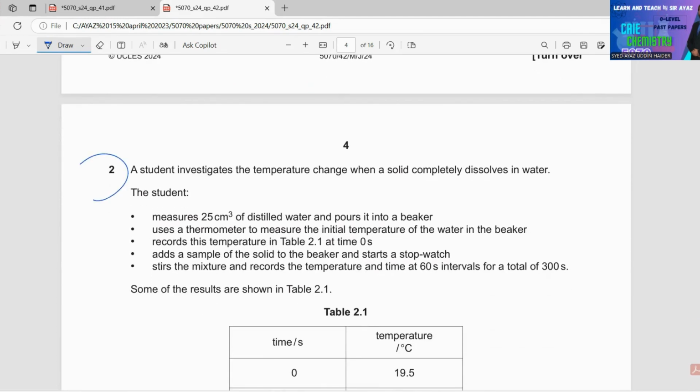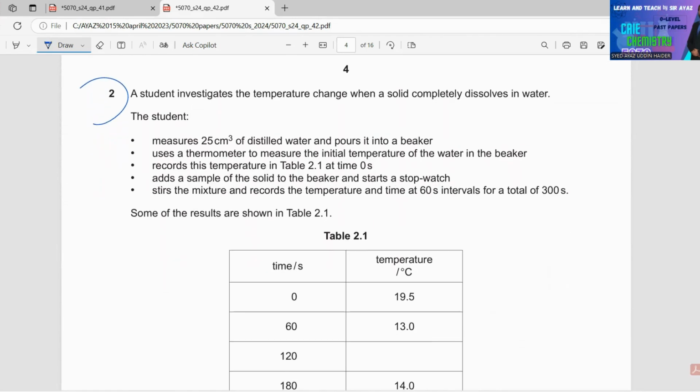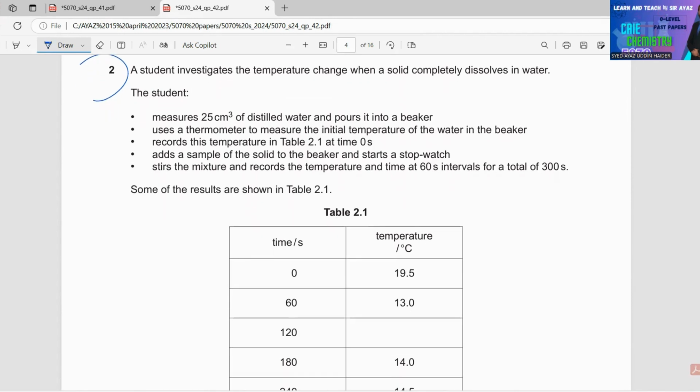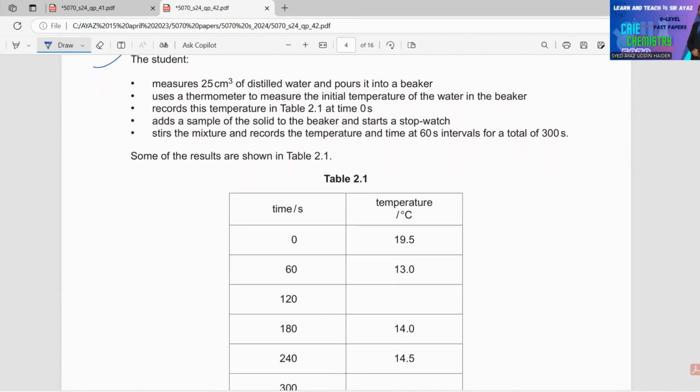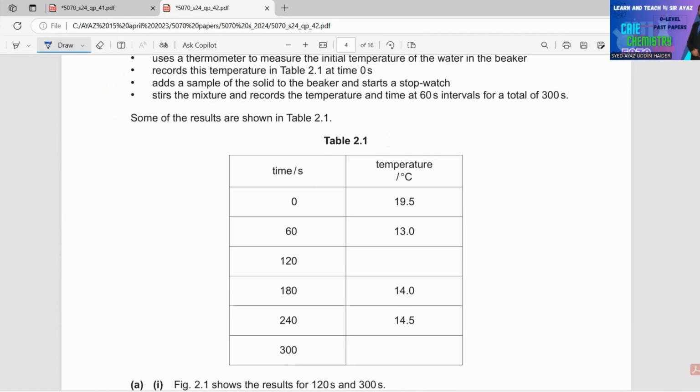Number two, a student investigates the temperature change when a solid completely dissolves in water. The student measures 25 cm³ of distilled water and pours it into a beaker, uses a thermometer to measure the initial temperature of the water in the beaker, records this temperature in table 2.1 at time 0 second, adds a sample of the solid to the beaker and starts a stopwatch. Stirs the mixture and records the temperature and time at 60-second intervals for a total of 300 seconds. Some of the results are shown in table 2.1.